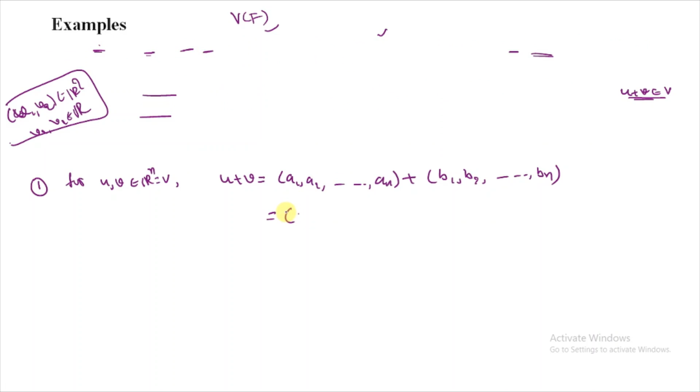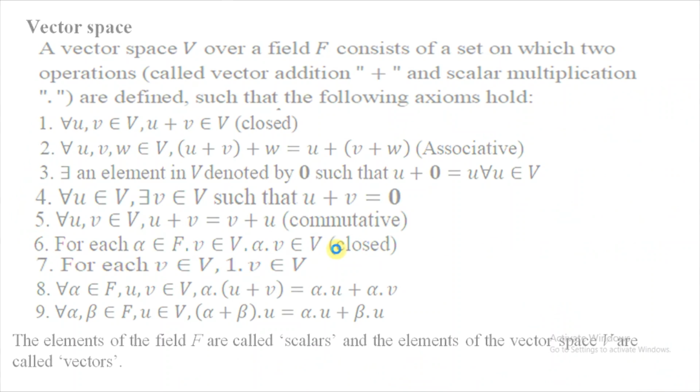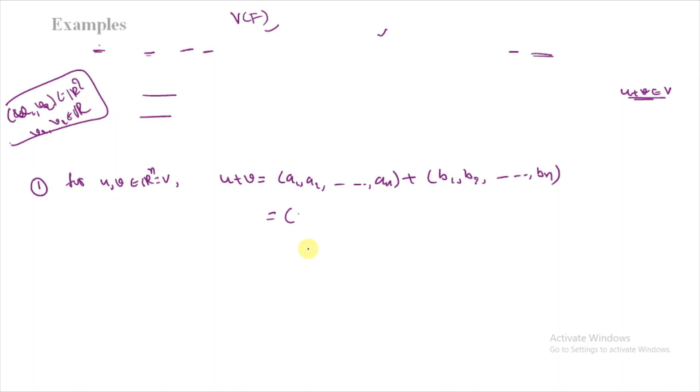One more thing: whenever it satisfies these five conditions, then it is called an Abelian group, or commutative group. It satisfies these five conditions: closure property, associative, identity exists, inverse exists, and commutative. It's an Abelian group. The real numbers are always an Abelian group.